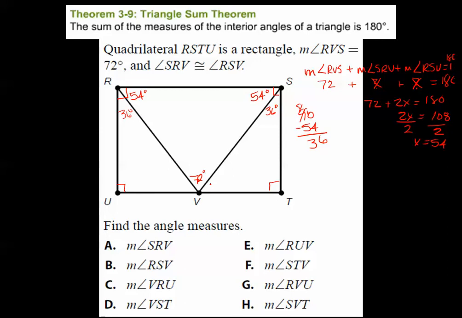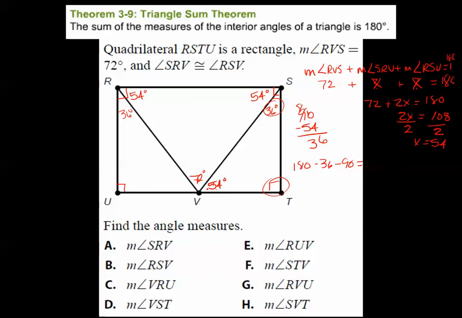There we go. Now I know that this angle down here is 90 degrees and this angle's 36, so all of that is going to help me find the measure of that angle. I can take 180 minus 36 minus 90 to get the measure of that angle. So I'm going to say 180 in my calculator minus 36 minus 90 gives me 54.